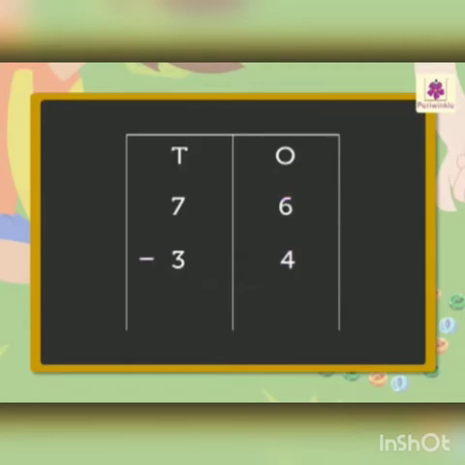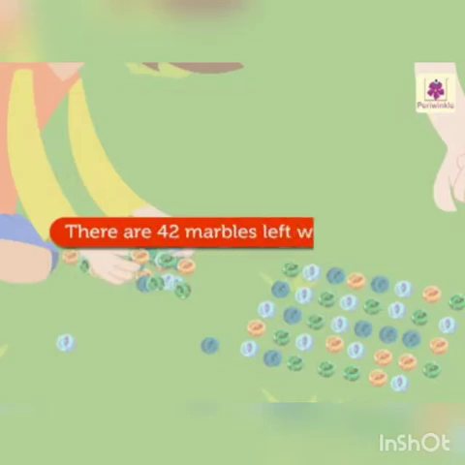6 minus 4 is equal to 2. 7 minus 3 is equal to 4. Thus, the difference of 76 and 34 is 42. There are 42 marbles left with Neon.